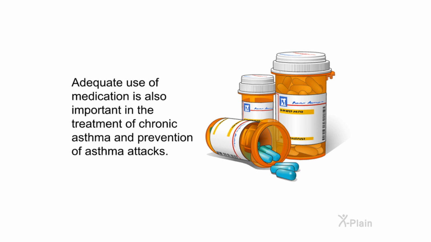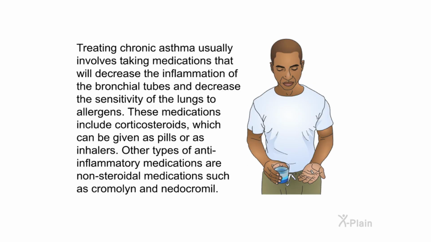Adequate use of medication is also important in the treatment of chronic asthma and the prevention of asthma attacks. Treating chronic asthma usually involves taking medications that will decrease the inflammation of the bronchial tubes and decrease the sensitivity of the lungs to allergens. These medications include corticosteroids, which can be given as pills or as inhalers.